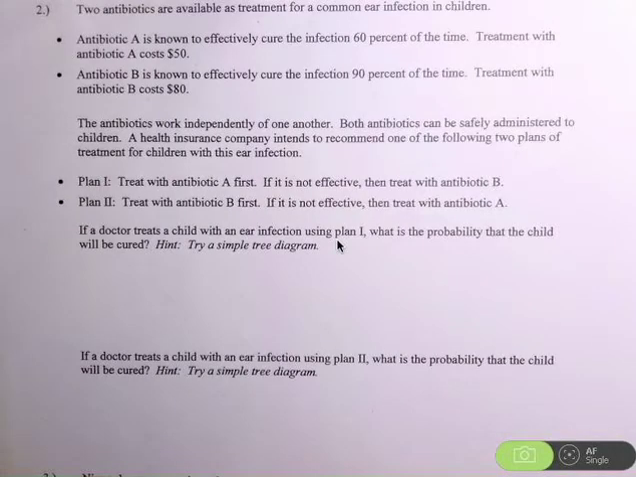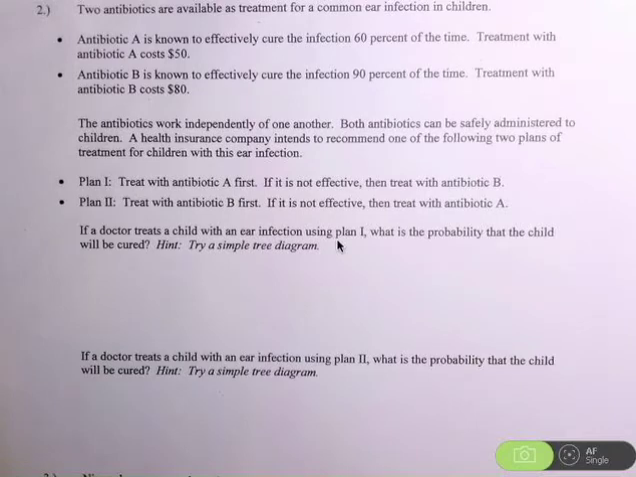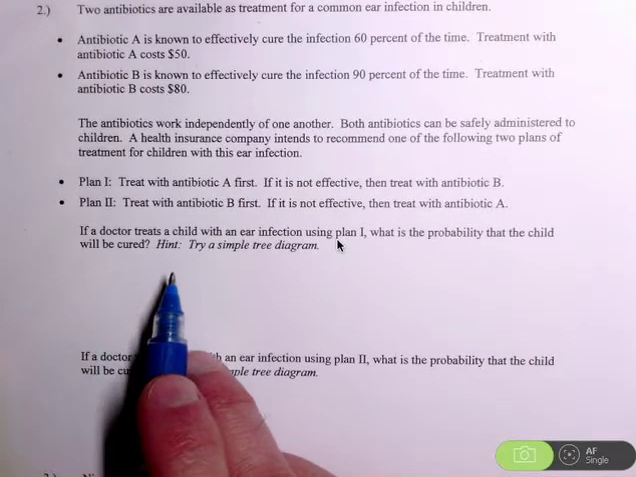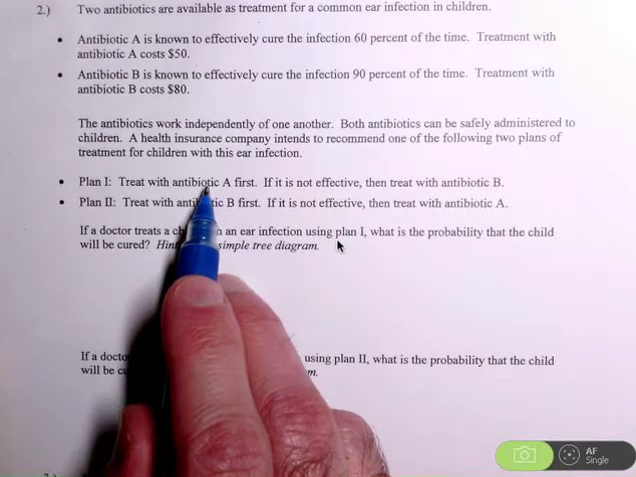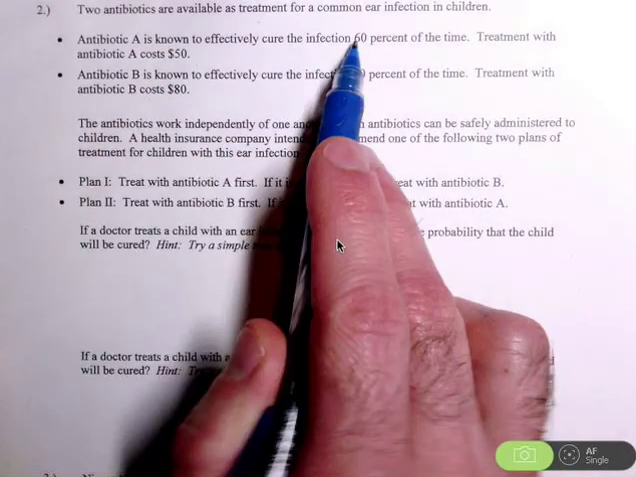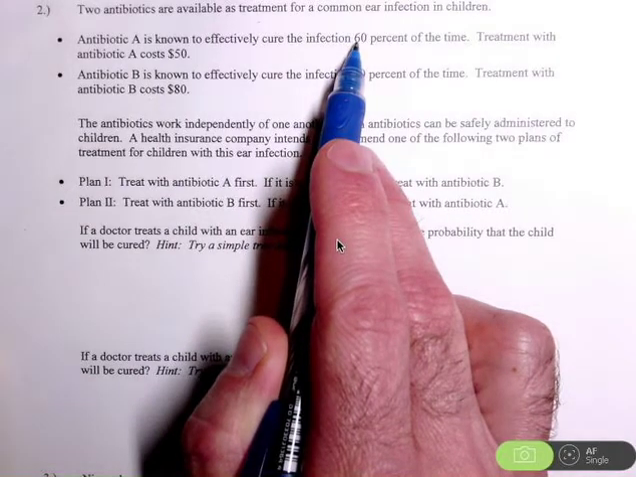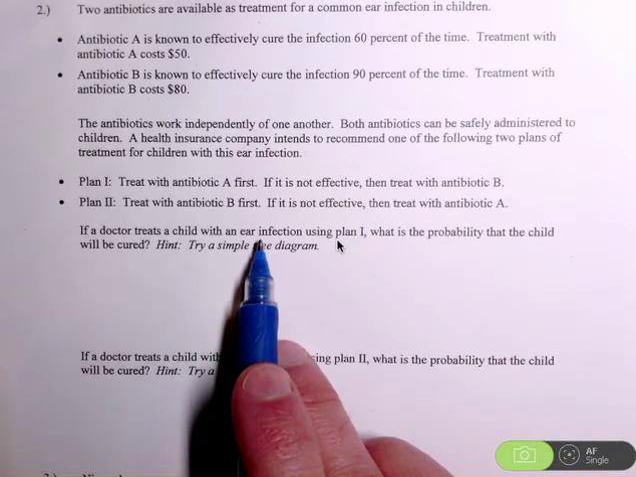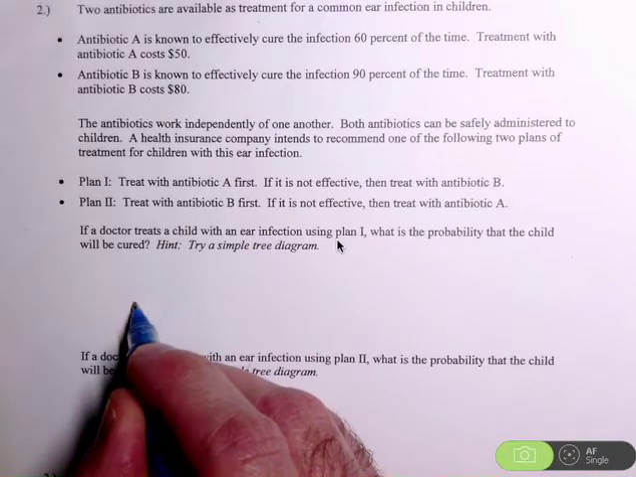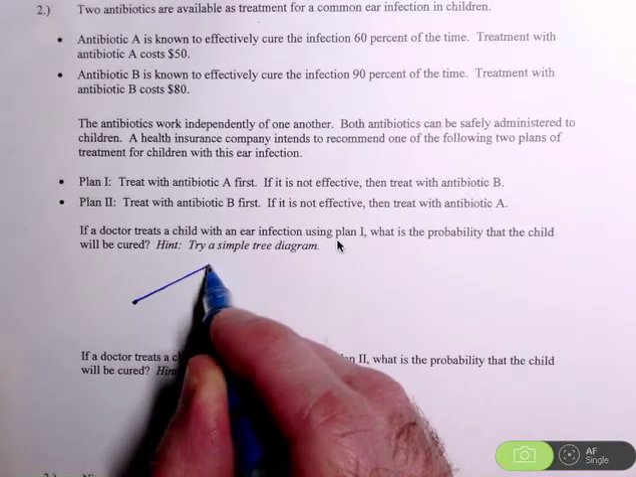Hi guys, a couple of quick tree diagrams will help you make quick work of these probabilities. So using plan number one means we're going to treat with antibiotic A first, which works 60% of the time. And we're interested in the likelihood then that the child is cured. Well, we'll start with antibiotic A.